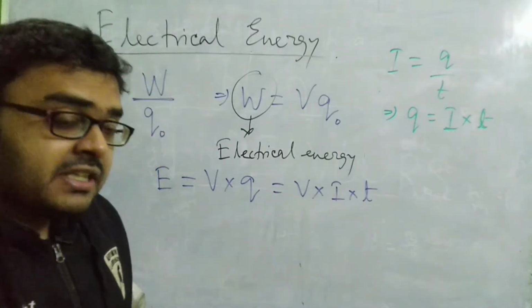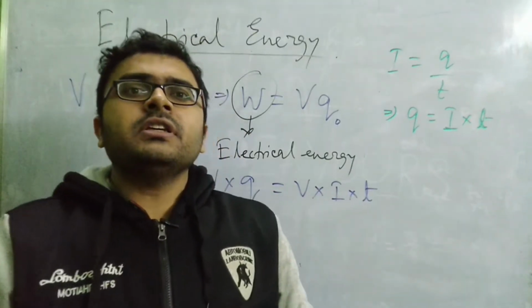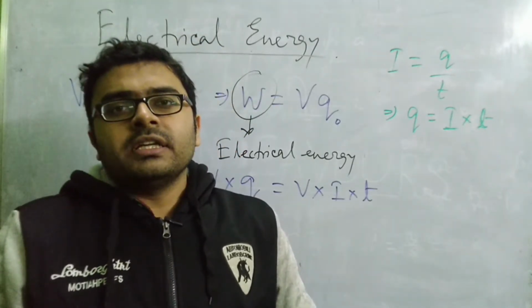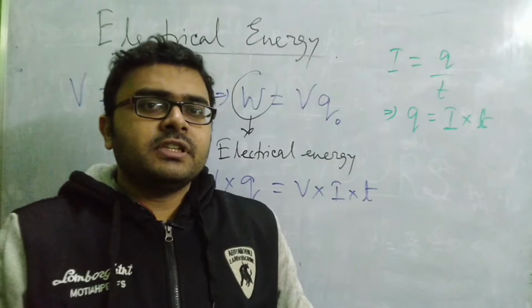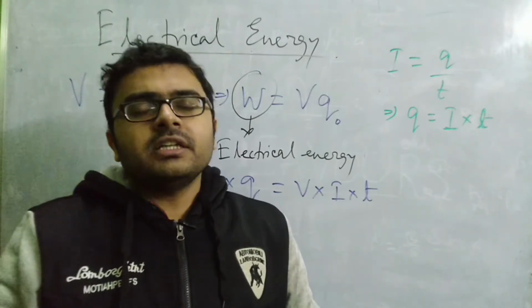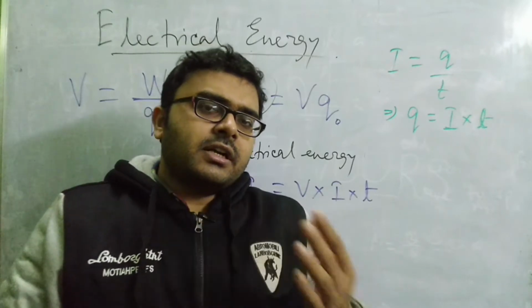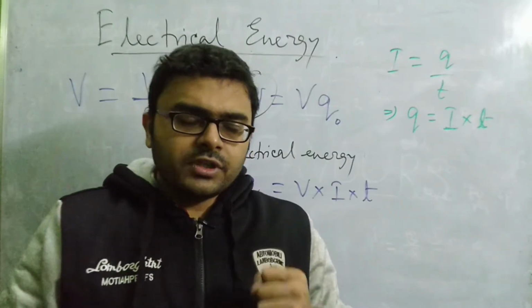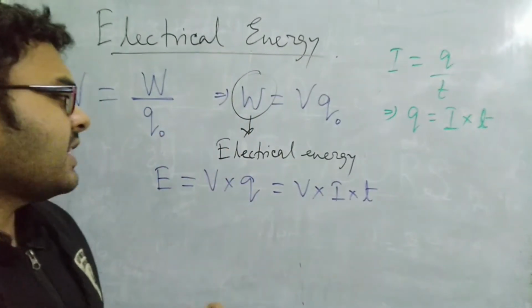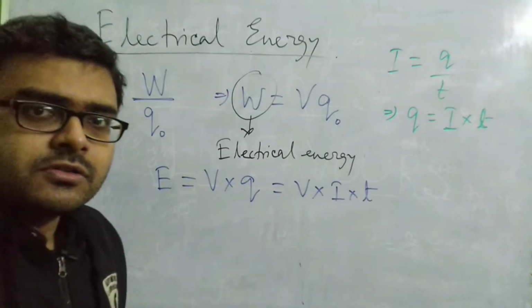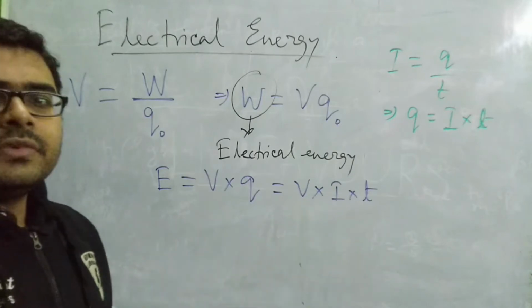You can very easily find out the current in a circuit using a device called an ammeter. You know this, and you can easily measure the potential difference or the voltage across a circuit using a voltmeter. So it is easier for us to measure the current and the voltage. So if you know this current and voltage, you can easily calculate the amount of electrical energy being consumed in that circuit for a certain time t.